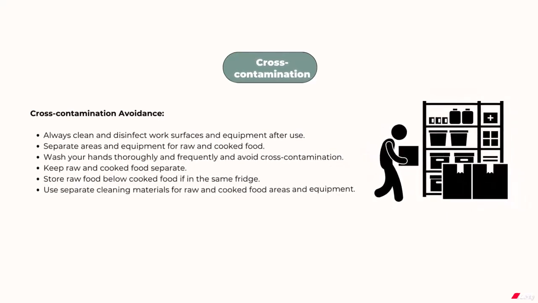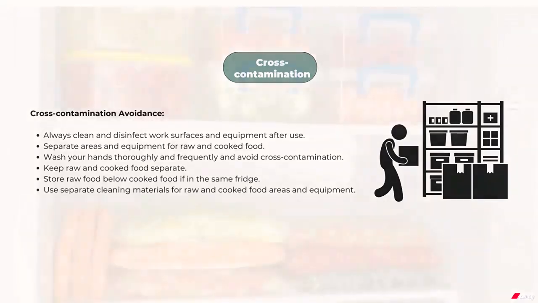Cross-contamination avoidance. Always clean and disinfect work surfaces and equipment after use. Separate areas and equipment for raw and cooked food. Wash your hands thoroughly and frequently and avoid cross-contamination. Keep raw and cooked food separate. Store raw food below cooked food if in the same fridge. Use separate cleaning materials for raw and cooked food areas and equipment.